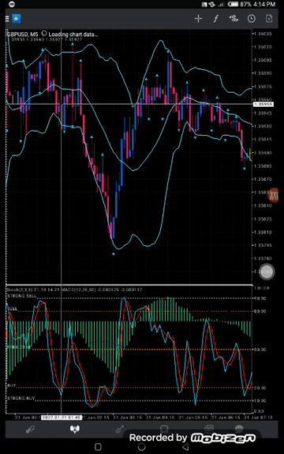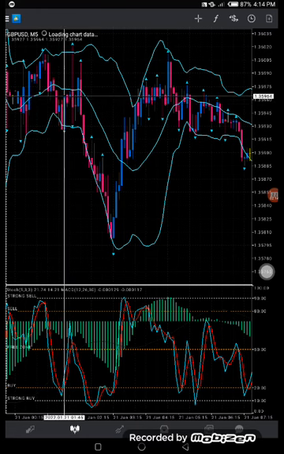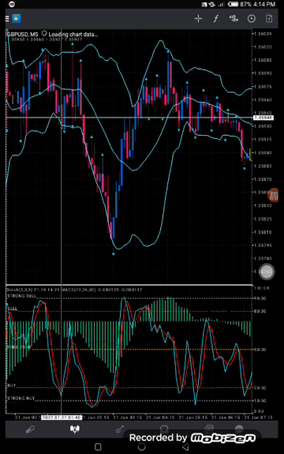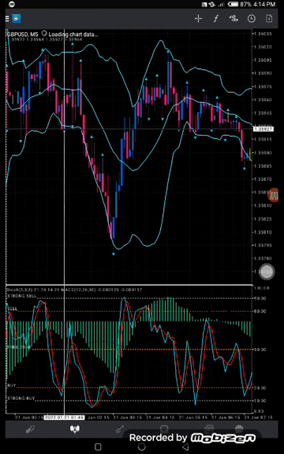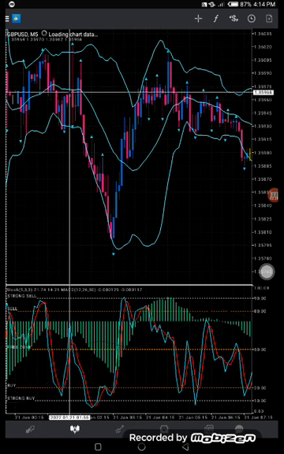This is your entry position. You enter in this candle. After the candle closes bullish, you enter the next candle, which is here, and this is where you place your stop loss: at the previous bearish breakout candle. And then this is where you take your profit.